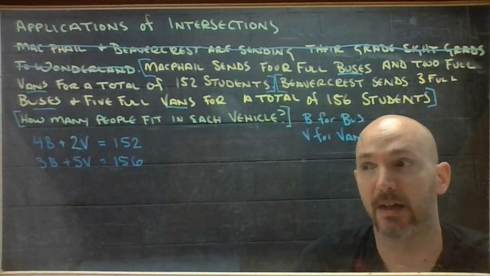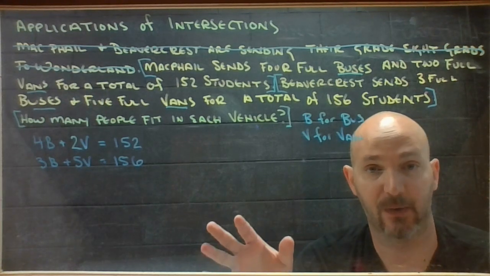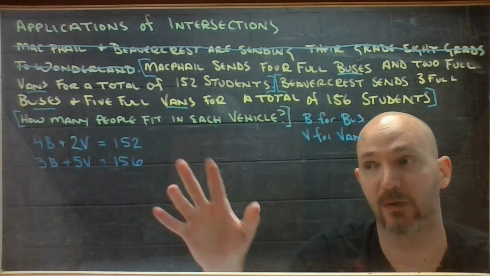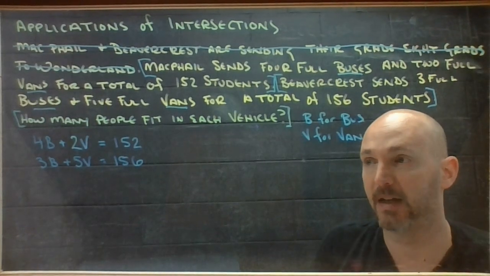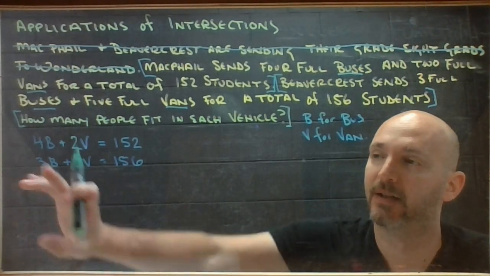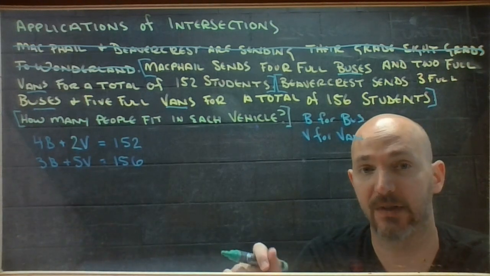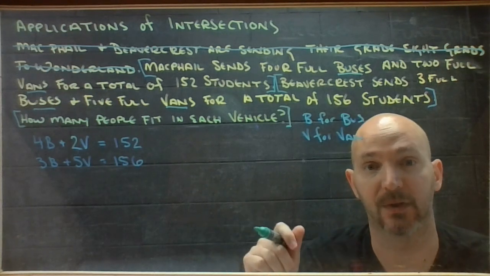Okay, so we have 2 equations here. Now that we have 2 equations, it's just a matter of using substitution or elimination in order to figure this out. So I'm going to look at my coefficients over here. I have a 4 and a 3 and a 2 and a 5. No matches, so I'm going to have to scale one of these equations or both of them up in order to get a match.